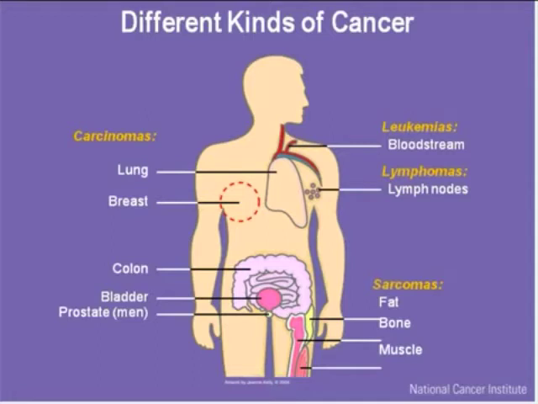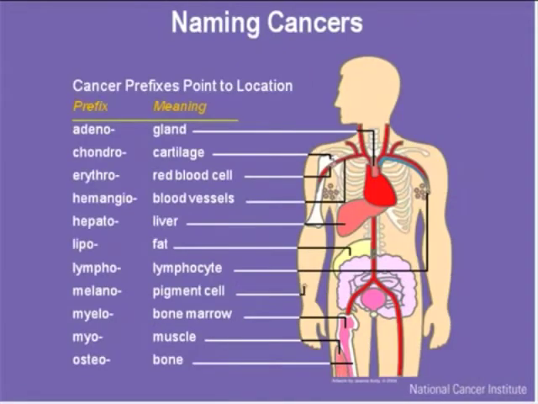And sarcomas, as we see at the bottom, are cancers that arise from cells that are found in supporting tissues of the body, such as bone, cartilage, fat, and muscle. Another category that's not reflected up here, but you might be familiar with, is the cancer called myeloma, sometimes referred to as multiple myeloma. And myeloma is a cancer that starts in plasma cells that are found in the bone marrow.